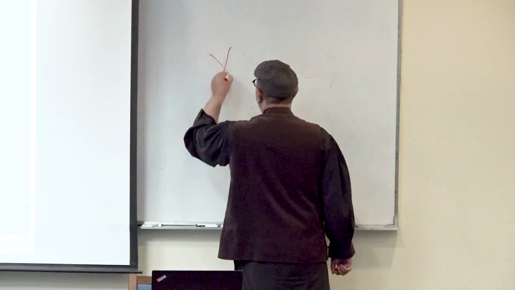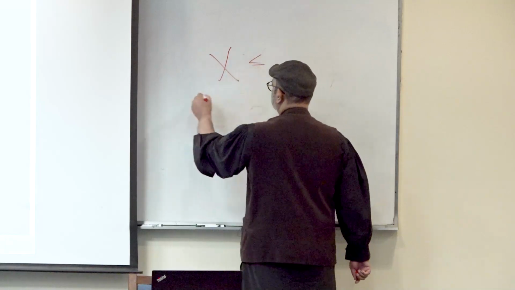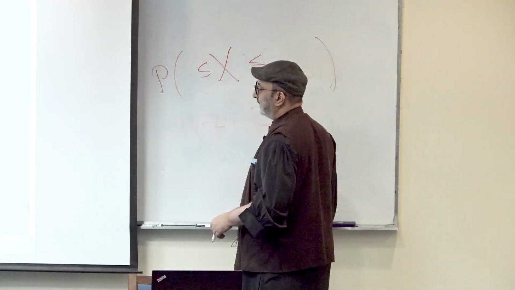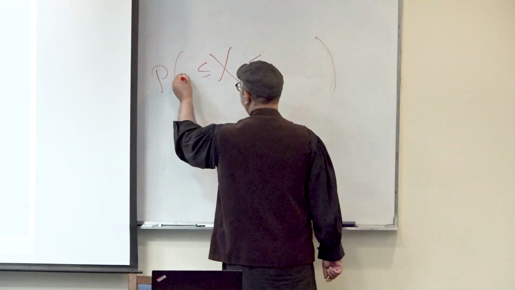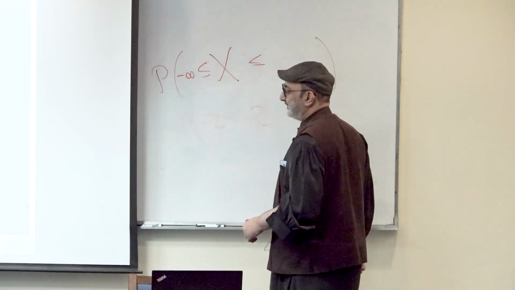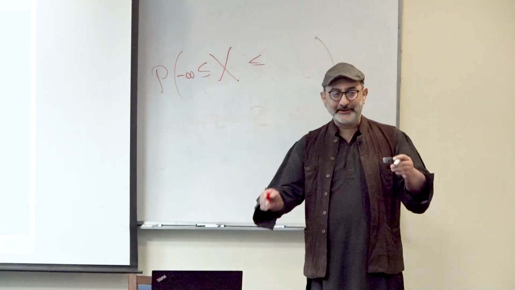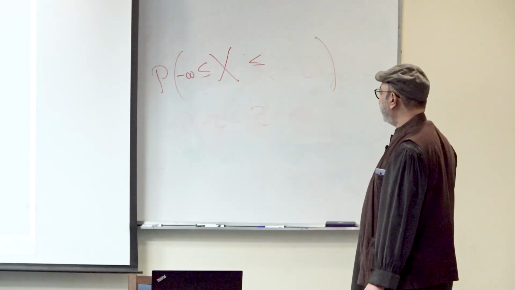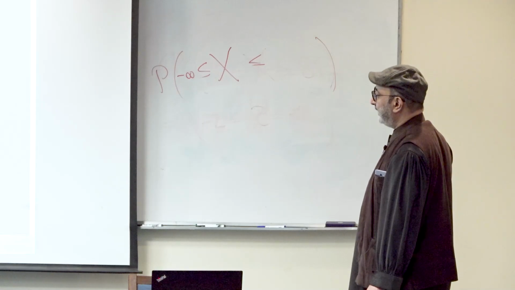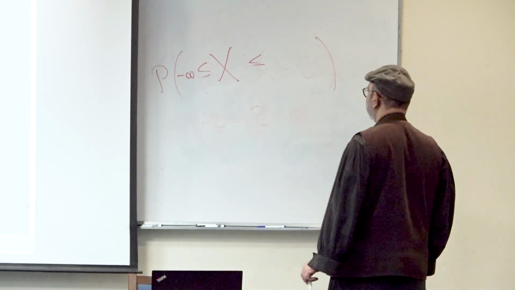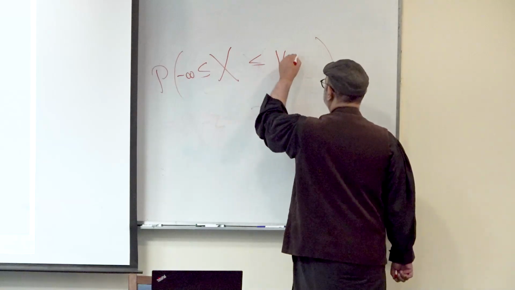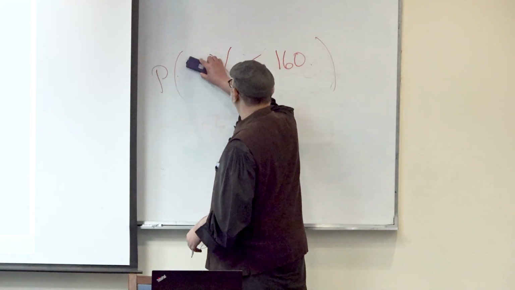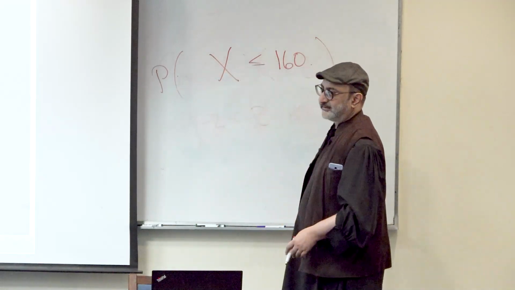Okay, so I'm concerned with x lying between, well, I guess minus infinity. So that's another reason it can't be exact, right? There are no negative heights. And 160. Okay, usually we just write this as the probability that x is less than or equal to 160, right?